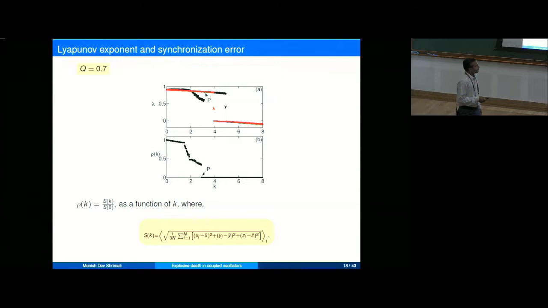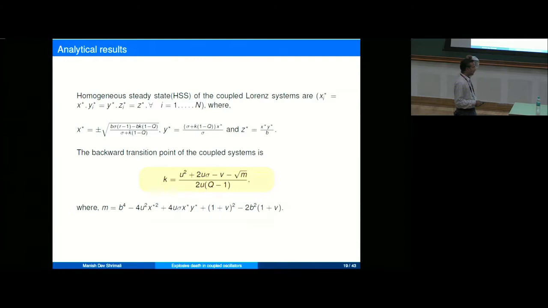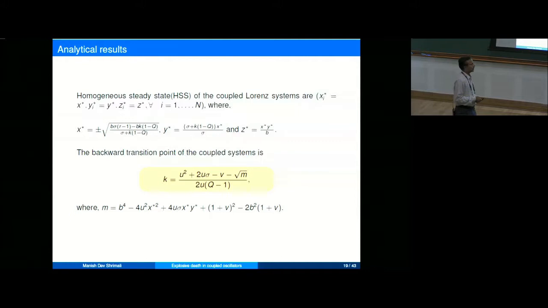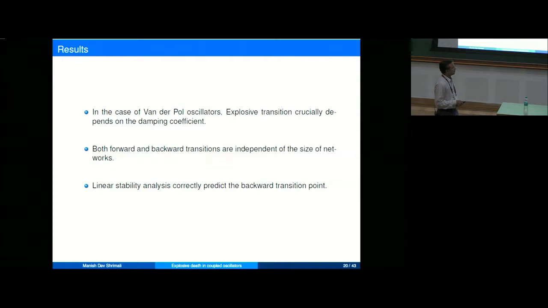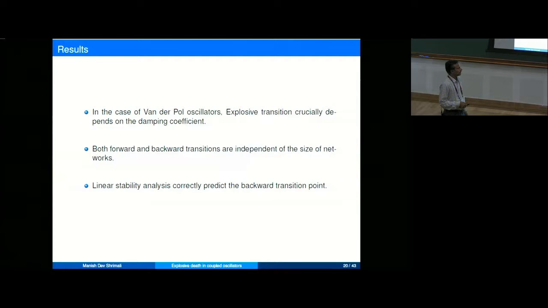So for the chaotic Lorenz system also, we have analytically calculated the backward transition point, which is again in agreement with this. So here you can see that there is a transition from the oscillatory to the steady state, and that depends upon the damping parameter. And linear stability analysis predicts the backward transition point also. And these transitions are independent of the system size.